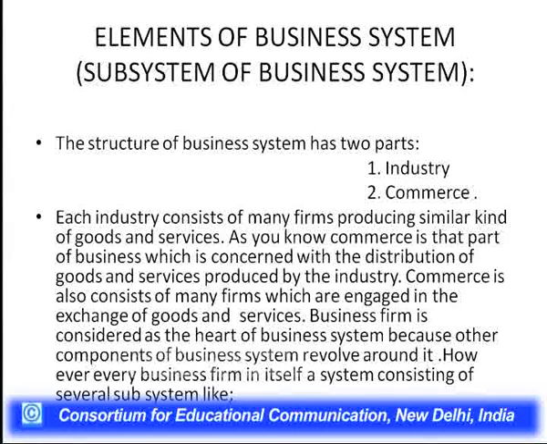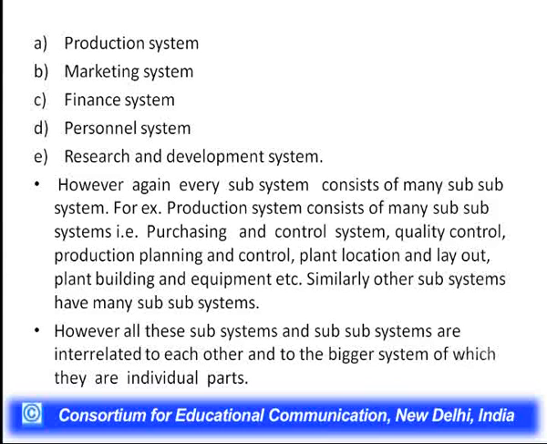Business firm is considered the heart of the business system because other components of the business system revolve around it. However, every business firm is in itself a system consisting of several subsystems. As I told you, business system again is a combination of various subsystems. So these subsystems are: A. Production system, B. Marketing system, C. Finance system, D. Personnel system. Last but not least is the research and development system. You may also call them the operating areas of the business without which the business cannot work properly.